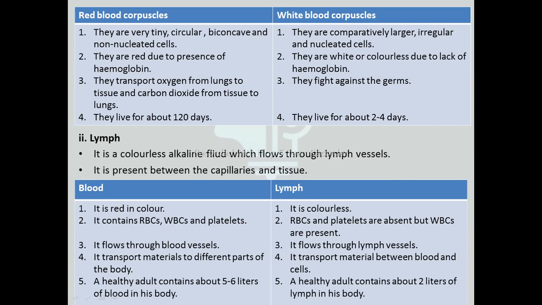Blood flows through blood vessels, whereas lymph flows through lymph vessels. Blood transfers materials to different parts of the body, whereas lymph transfers materials between blood and cells. A healthy adult contains about 5 to 6 liters of blood in the body, whereas a healthy adult contains about 2 liters of lymph.